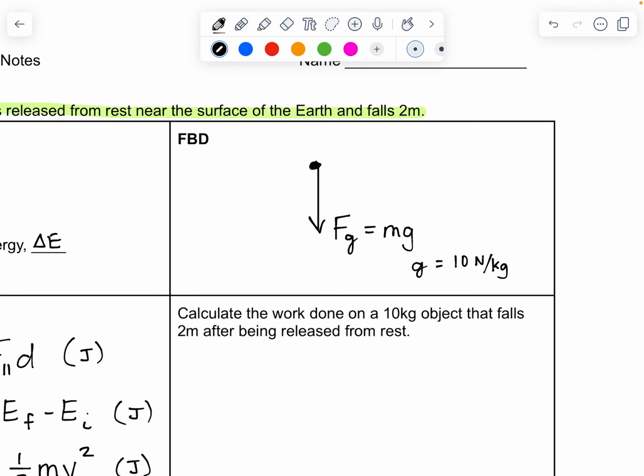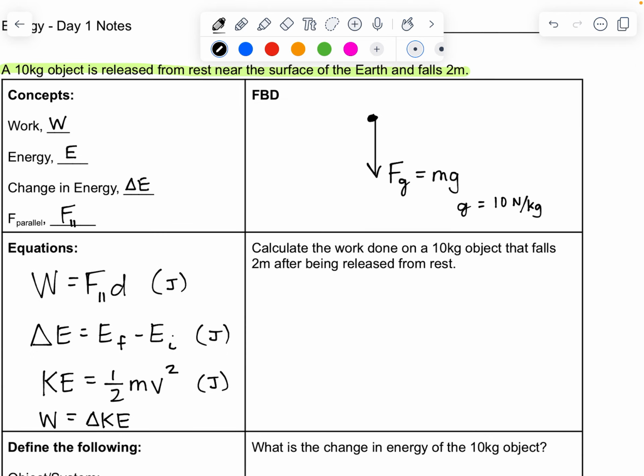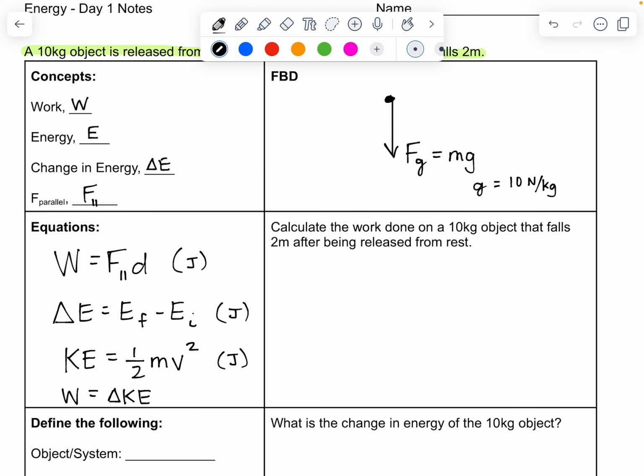Okay, in this sheet we are talking about a single object. So we're talking about the energy of a single object, not the energy of a system. This is the most simplified way to look at energy: just say, hey, let's look at this object, and is it moving or not moving? If it's moving, it's got energy. If it's not moving, it does not have energy. Okay, so it says calculate the work done on this 10 kilogram object that falls 2 meters after being released from rest.